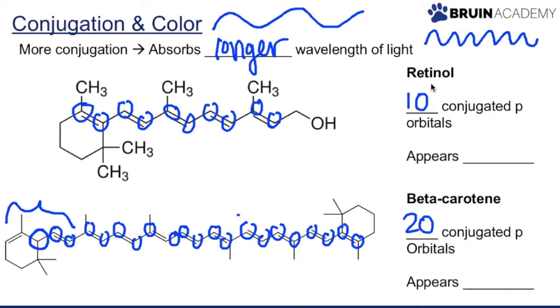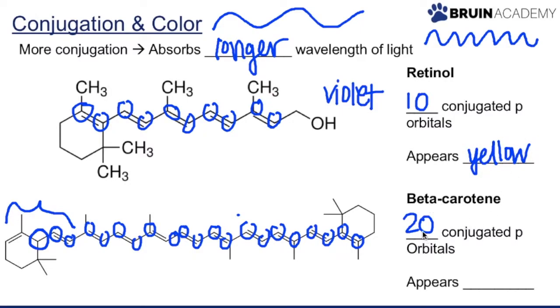And that being said, since retinol has fewer conjugated p orbitals, it absorbs a shorter wavelength of light. So it actually absorbs in the violet area of the visible spectrum. And as a result, it appears the opposite color. So it actually appears yellow.